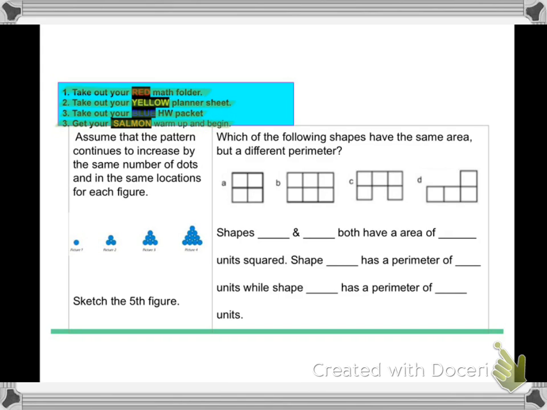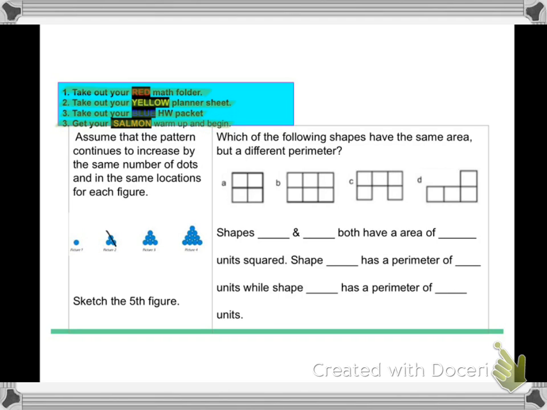Let's take a look at the warm-up. It says, assume that the pattern continues to increase by the same number of dots and in the same location for each figure. Sketch the fifth figure. Figure 1 starts with 1 dot. Figure 2, if I'm looking at this, I can look at this pattern 2 separate ways. The first way I can look at this pattern is 1 dot is added to the bottom and 1 dot is added to the top. And again, the next figure, 1 dot is added, or 1 row. It is easier to look at this in terms of rows.